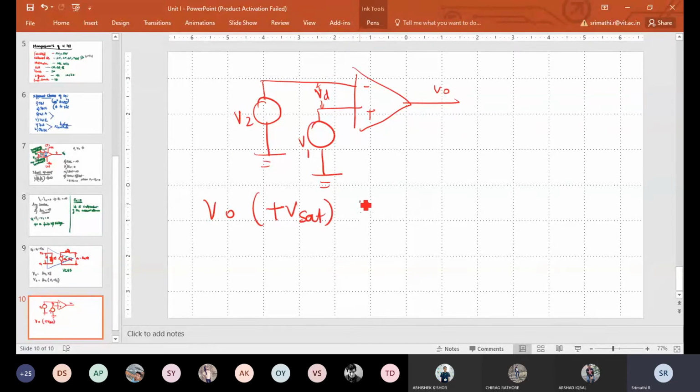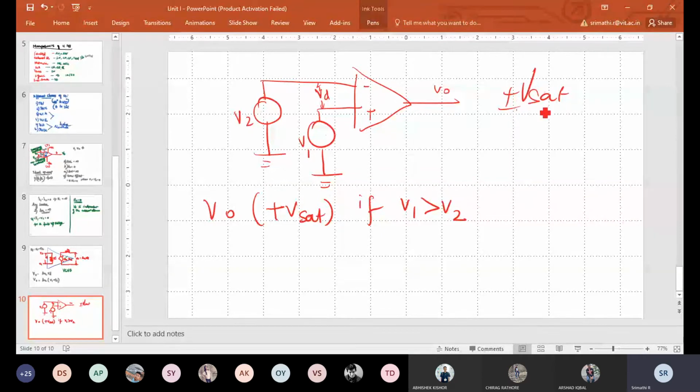If V1 is greater than V2, V1 is given at a positive terminal, as I said. So when I'm giving voltage at the positive terminal, output and the input will be in phase. When I'm giving voltage input at the negative terminal of input, output and input will be out of phase by 180 degree. So this V0 can have any two values, either plus or minus V saturation.